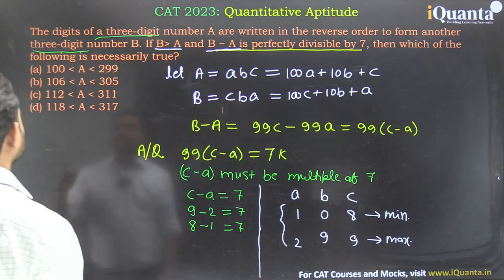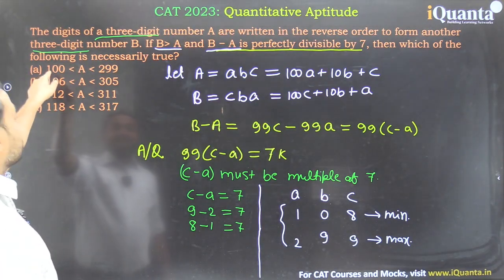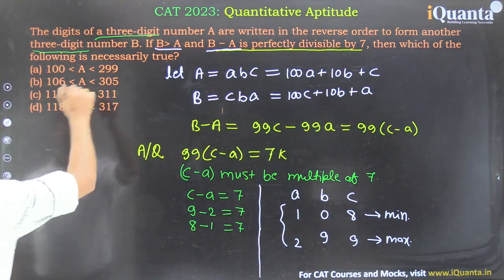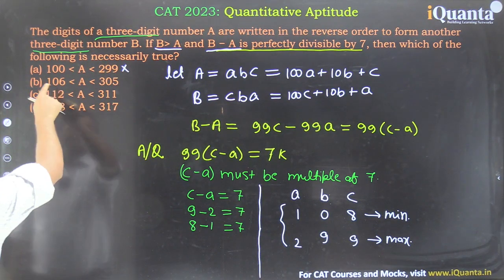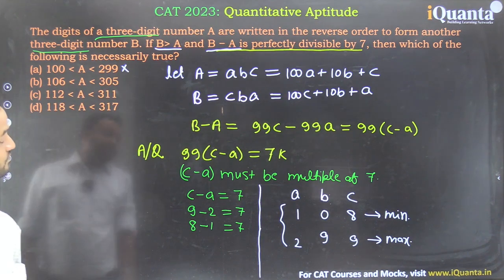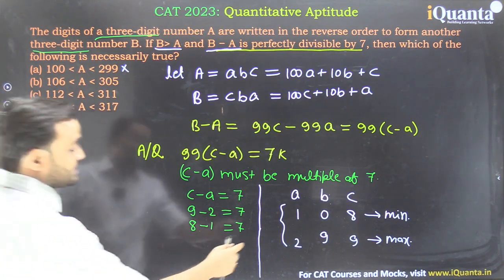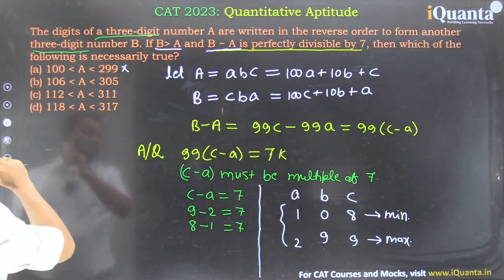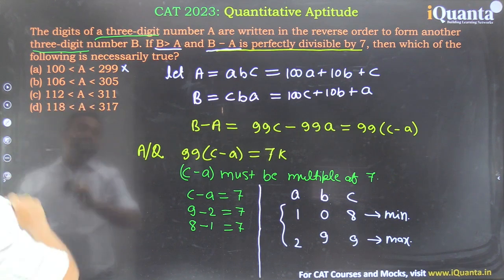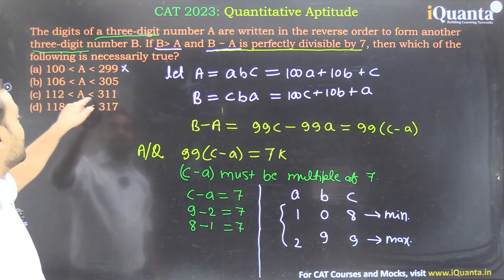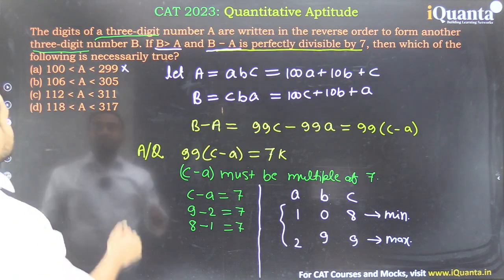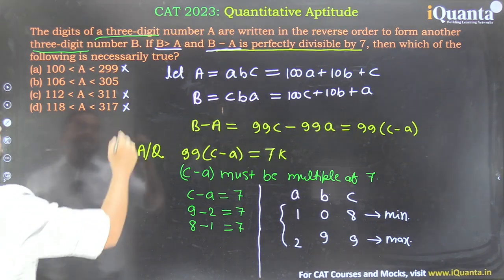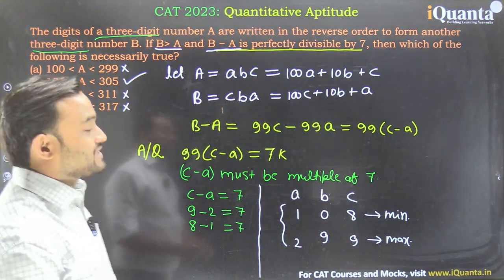Let's see in the options which of these satisfy. Option A: A is greater than 100, less than 299. 299 should be included, so A is not correct. What is option B? A is greater than 106 but less than 305. This makes sense because these two numbers, minimum to maximum, come within this range, right? What about the third one? 112 to 311. Some values are missing here, like 108. So C is also not correct. And 118 to 317, once again some values are missing. So we can say option B is correct.